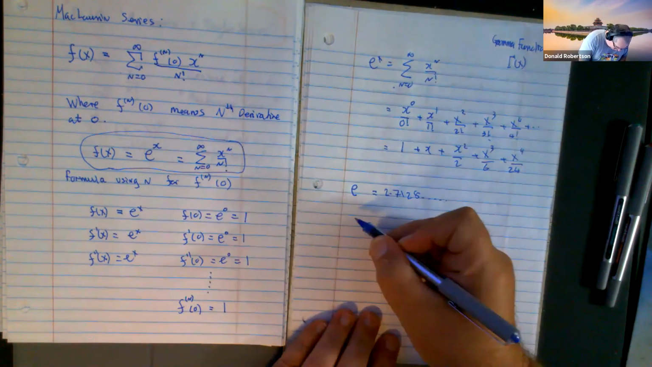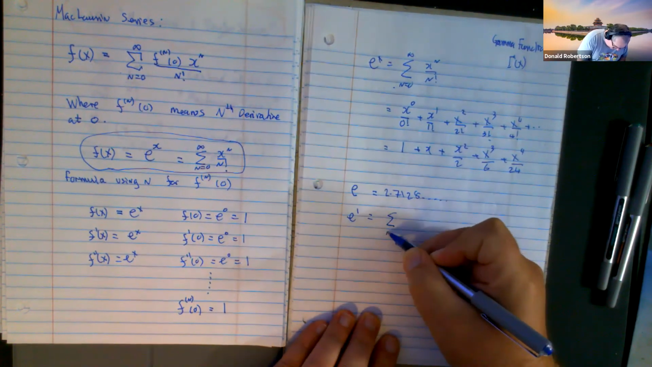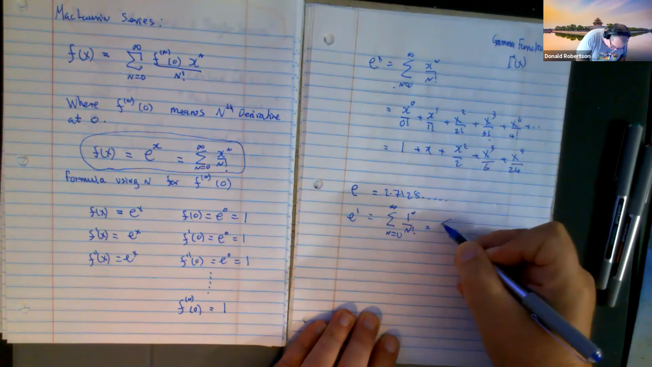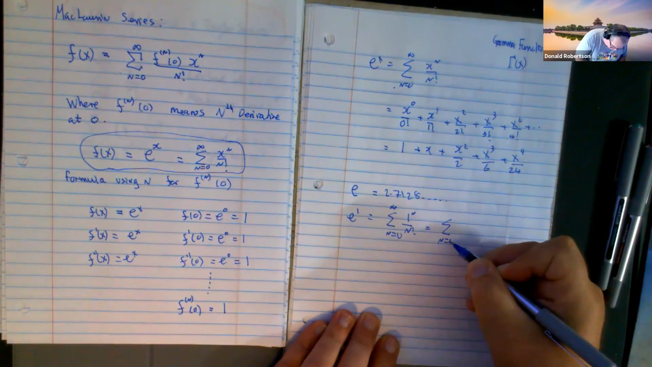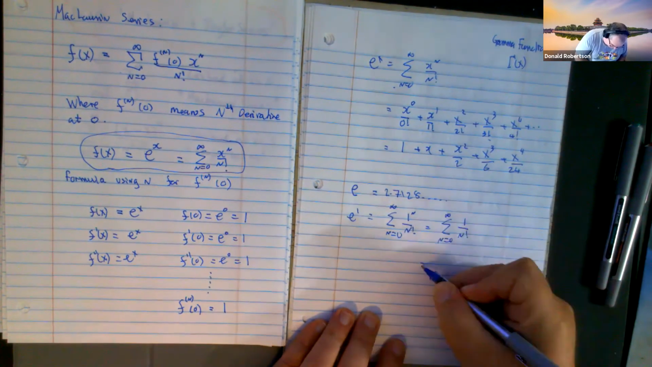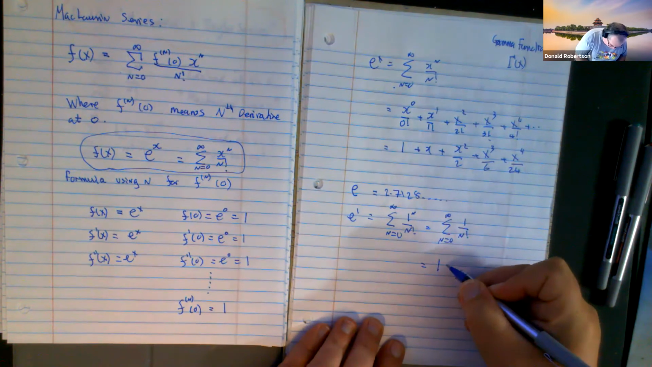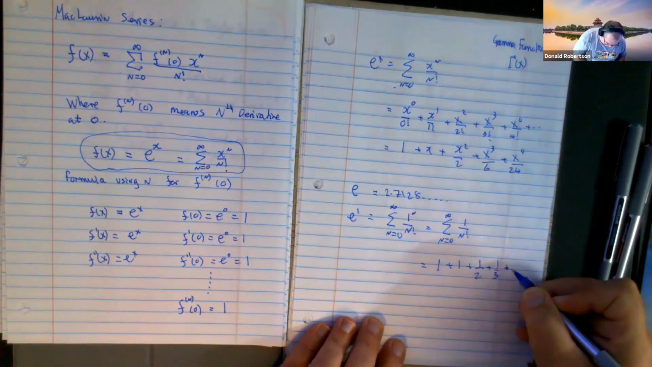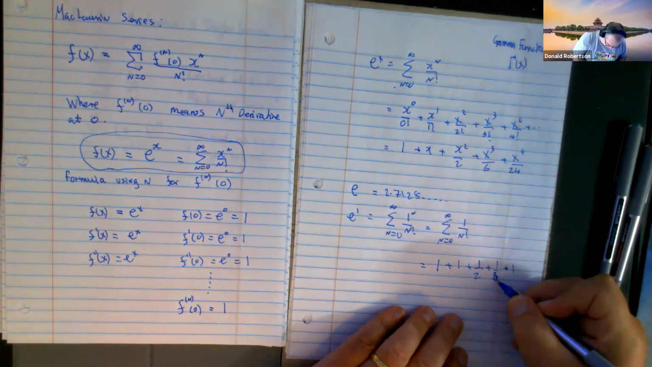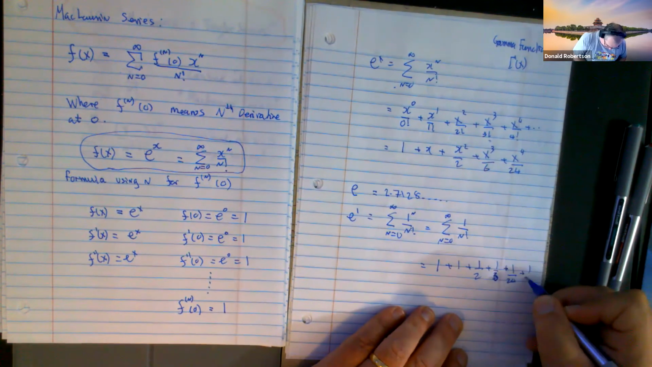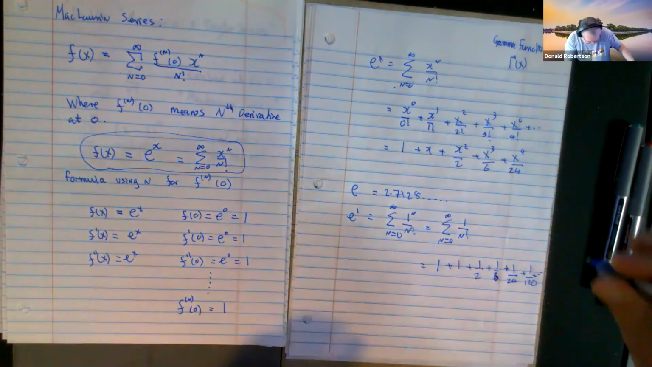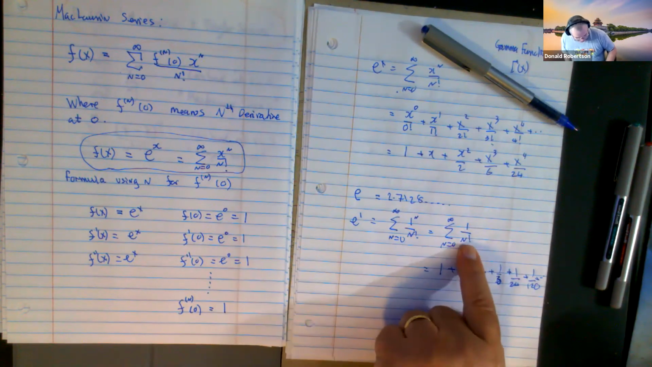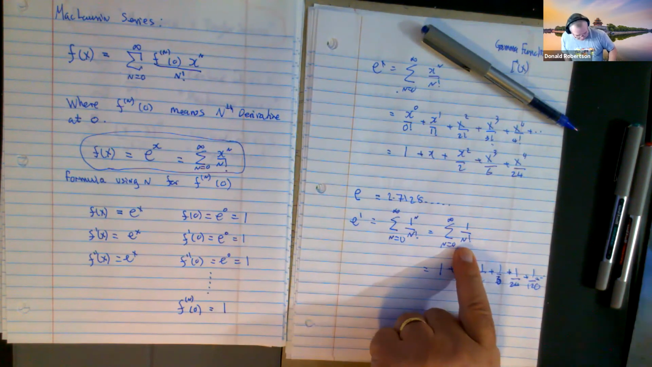So e to the power of 1 is the sum from n equals 0 to infinity of 1 to the n over n factorial. That's basically the sum from n equals 0 to infinity of 1 over n factorial, which gets you 1 over 0 factorial, 1 over 1 factorial, 1 over 2 factorial, 1 over 3 factorial, 1 over 4 factorial, and then finally 1 over 5 factorial, and so on forever. If you kept doing that forever, this converges, and it converges to e.